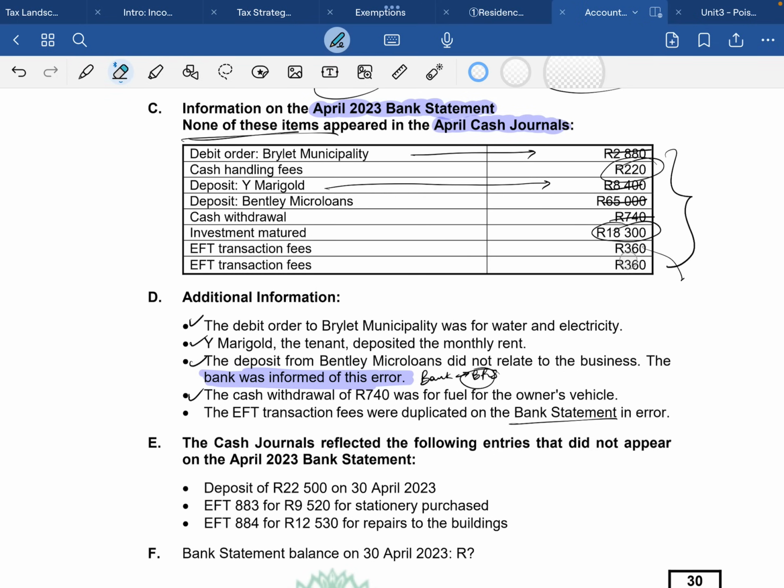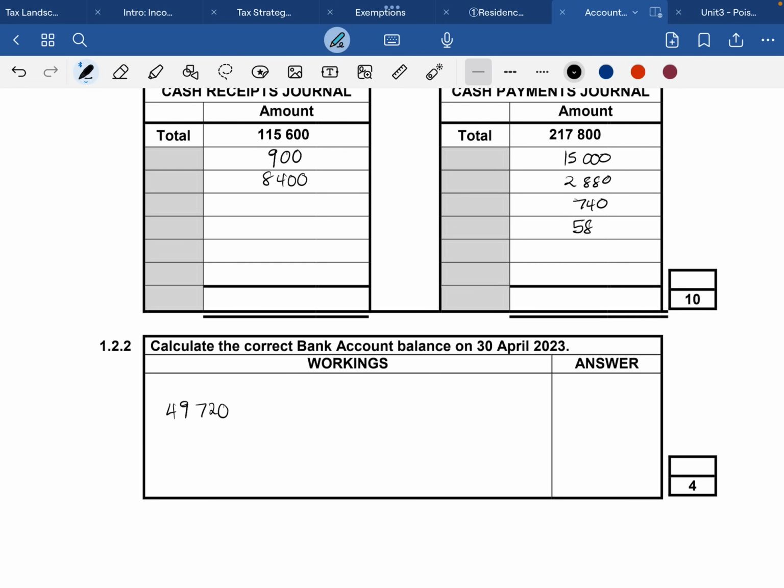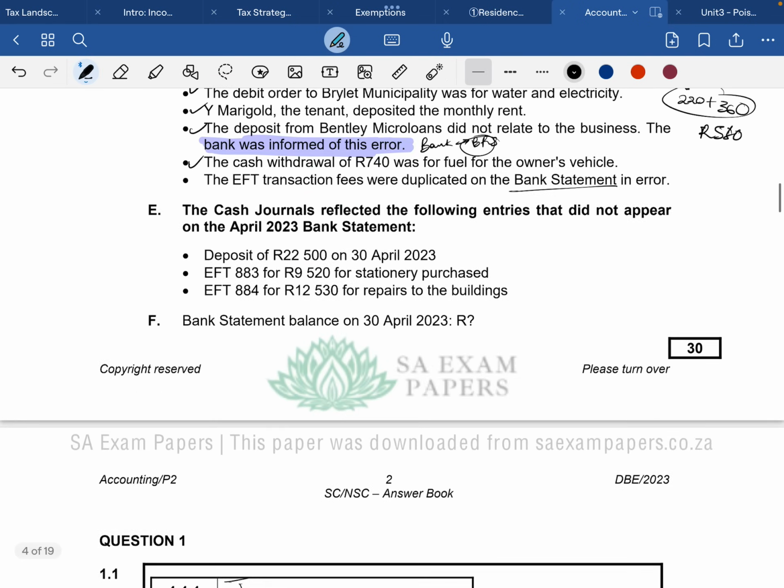Okay, so this is a bit messy. So one of the two 360s has to appear as bank charges. Remember, it has to appear as bank charges in the CPJ. So bank charges will equate to 220 plus the 360, which is 580. So the 580 goes into our CPJ right there.